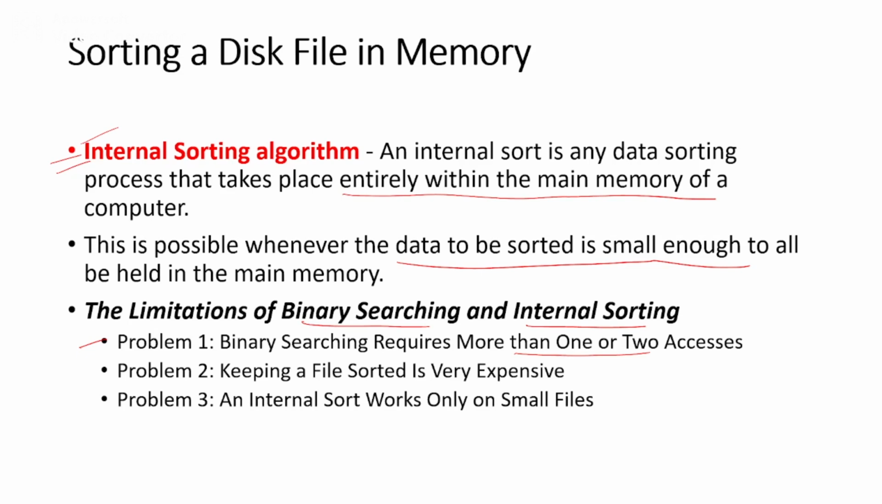An internal sort works only on small files. If it is bigger than your memory, then you have to use an external memory, and internal sorting is not possible. You have to go for some other sorting technique. When you go for some other sorting technique, obviously that will make things costlier and more expensive. So that is the problem of binary searching. And problem three is that internal sort works only for small files. So these are the different limitations of binary searching and internal sorting.